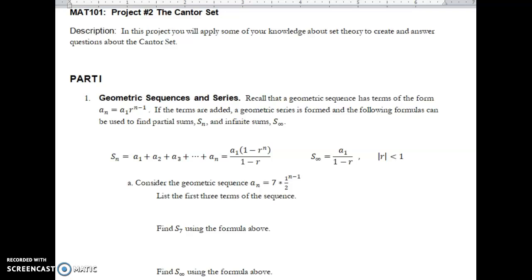So you're given a geometric sequence, you're given the formula for the nth term, so we're going to use this formula. The nth term is generated by multiplying 7 times 1/2 raised to the n minus 1 power. The first thing we're going to do is use this formula to list the first 3 terms of the sequence, then we will find the sum of the first 7 terms by using the formula that you see here. And then we're going to find the infinite sum of the terms of the infinite series by using the formula that we see here.